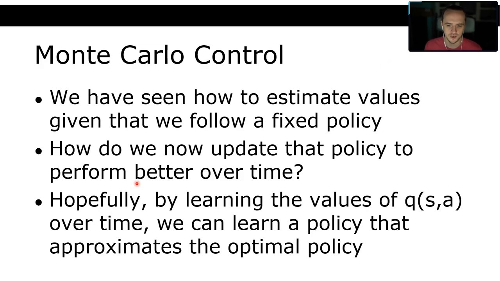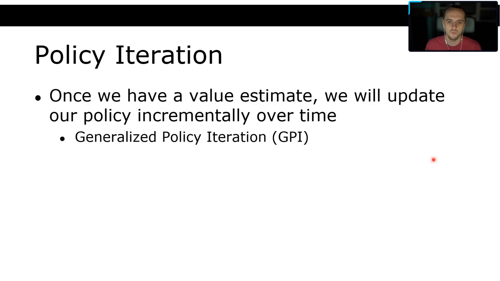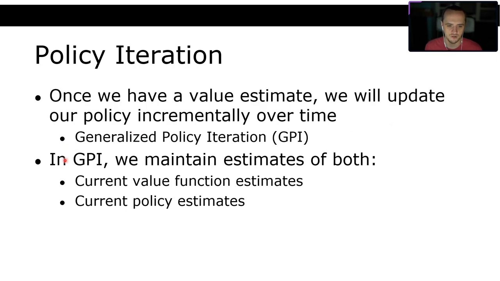So hopefully, by learning the values of Q of SA over time, we can learn a policy that approximates the optimal policy. This is called policy iteration, and it is one of the keys to reinforcement learning. Once we have a value estimate, we will update our policy incrementally over time, and this is called generalized policy iteration. So in generalized policy iteration, we maintain the estimates of both of the following.